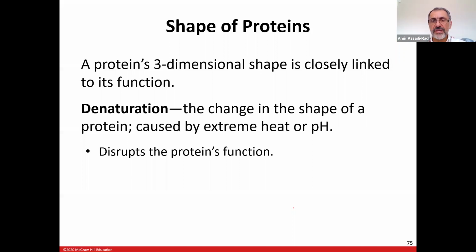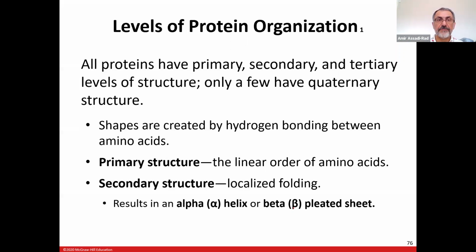It is caused by extreme heat or pH. And also stirring can change it, they didn't mention it here, mechanical stirring. It can change the shape and disrupt the protein's function.